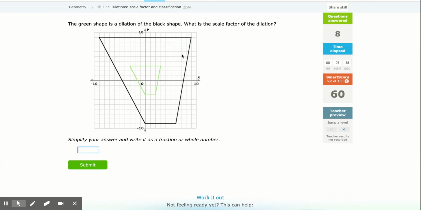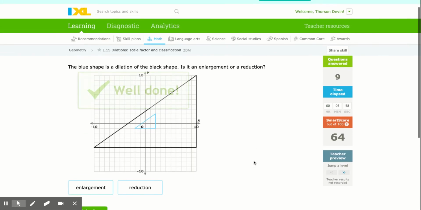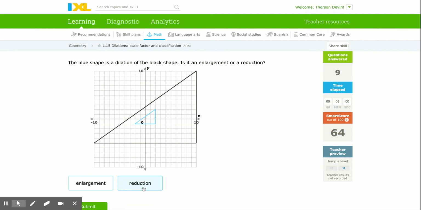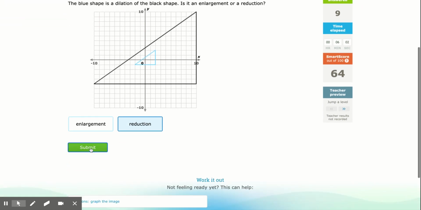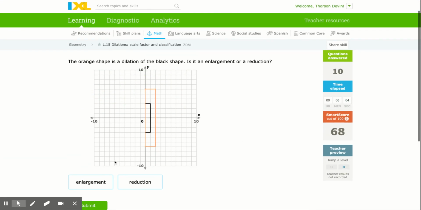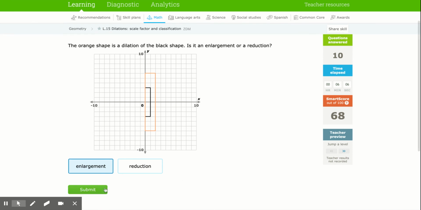Now we're doing scale factor again. So again, I take the image, which again, they're going to do 1/3 again. This image here has an x value of 3 or a y value of 3. Put that over the original figure, which is 9, and we get a scale factor of 1/3. We sure do like 1/3. I know they're not always 1/3. This is a reduction. This is an enlargement.